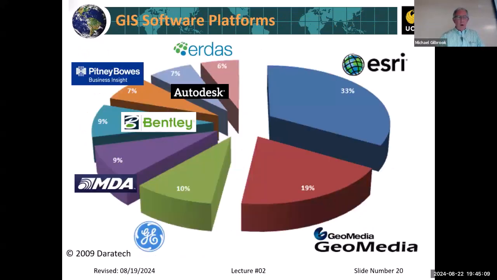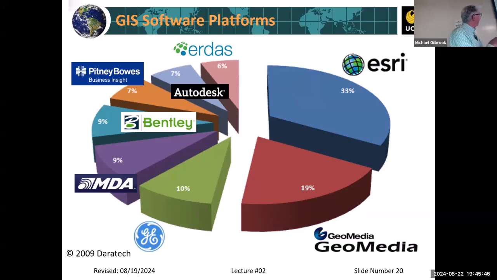All right, so why are we using Esri software in particular? Well, you can see this is a pretty old chart from 2009, but things haven't changed really that much. It is the dominant product worldwide. So it's got, in this chart, 33% of the, I believe this is the global market, higher in the US. Other products, GeoMedia, 19% at the time. GE had a GIS product. This company, MDA, I don't even know if they still exist, had 9%.